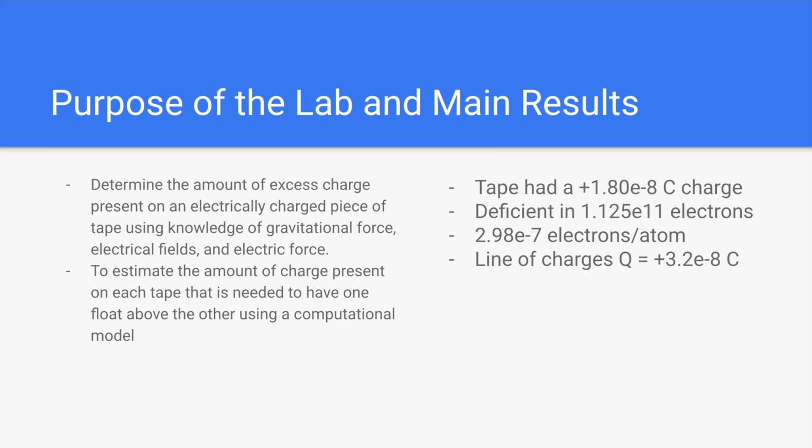a computational model. So the main results were that one piece of tape had a positive 1.8 times 10 to the negative 8 coulomb charge from part 1 of the lab, and then it was deficient in 1.125 times 10 to the 11 electrons with 2.98 times 10 to the negative 7 electrons per atom. And for the estimation of charges when they act as a line of charges on the tape, it was Q is equal to positive 3.2 times 10 to the negative 8 coulombs.